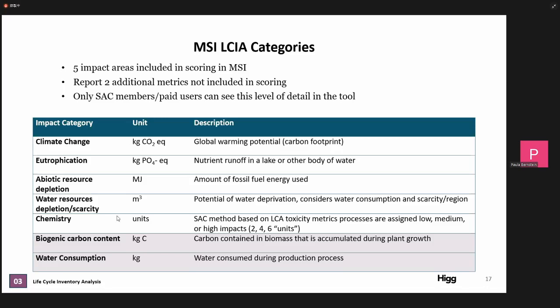The water scarcity metric listed here uses this water consumption value, but then it just adds that extra layer of the region. But this is just the water consumed in the process. Some people are interested in that, so we also report that. I should note too that the biogenic carbon content, water consumption, as well as the chemistry methodology were added with the MSI 3.0, which was launched almost a year ago in August of 2020. So those are newer additions to the tool.